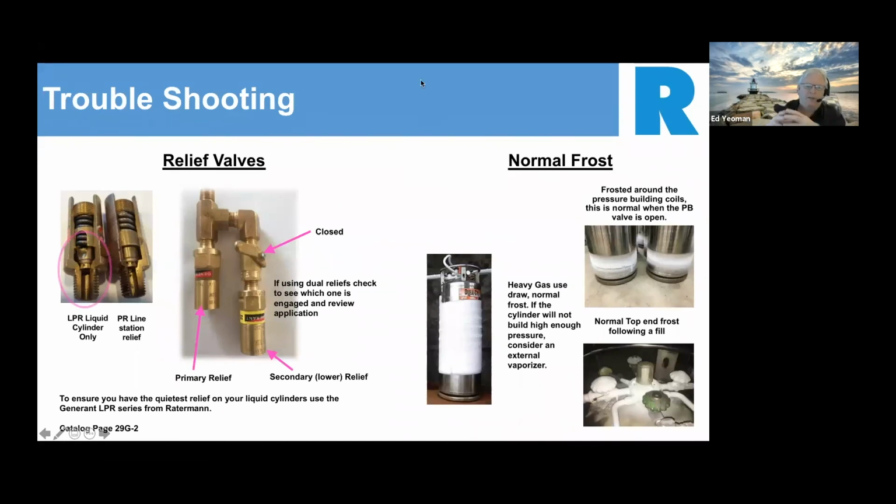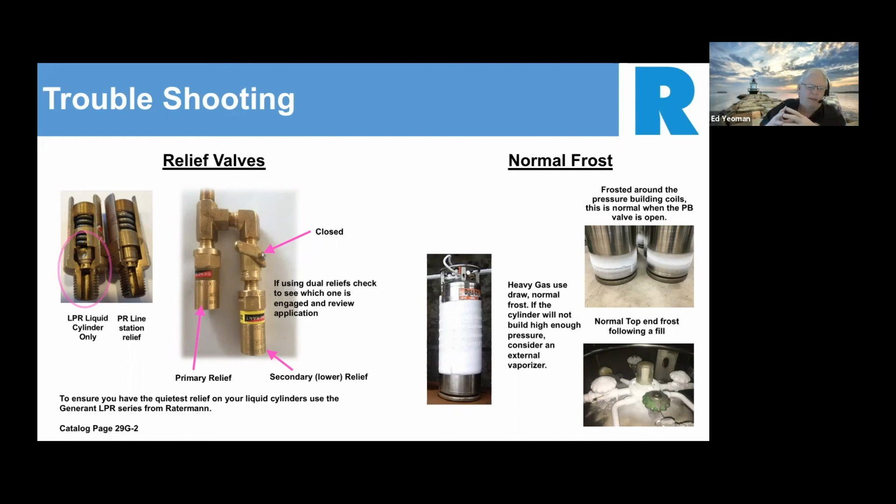Now, I could spend the whole half hour just talking about troubleshooting alone, and I have an extended class that does that. But just some of the high spots here are some real common applications. People get asked all the time, why is this safety going off? Why is it so darn loud?